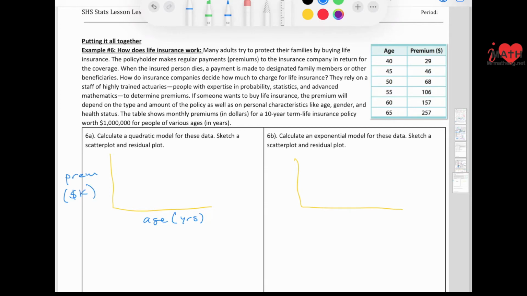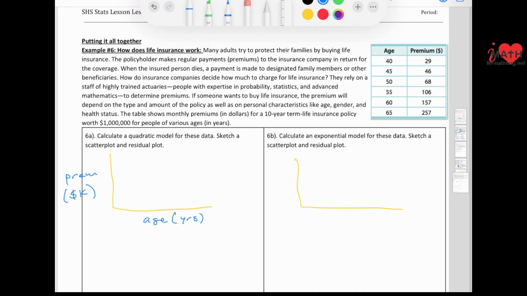Let's read this. Many adults try to protect their families by buying life insurance. The policyholder makes regular payments, or premiums, what they're called, to the insurance company in return for the coverage. When the insured person dies, a payment is made to the designated family members or other beneficiaries. How do insurance companies decide how much to charge for life insurance? They rely on a staff of highly trained actuaries, people with expertise in probability, statistics, and advanced mathematics to determine premiums. If someone wants to buy life insurance, the premium will depend on the type and the amount of policy, as well as the personal characteristics like age, gender, and health status.